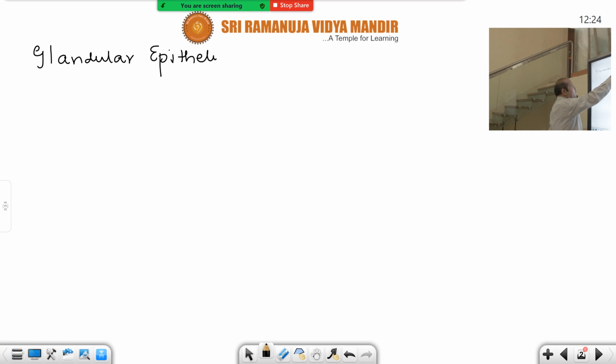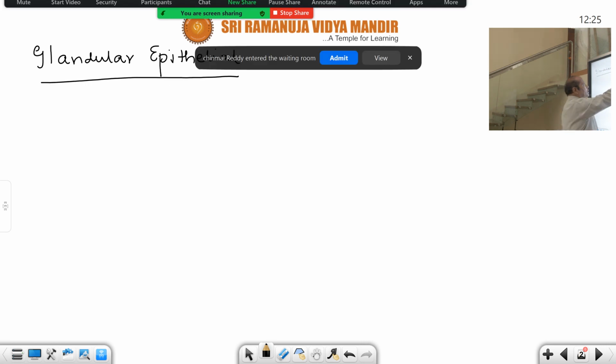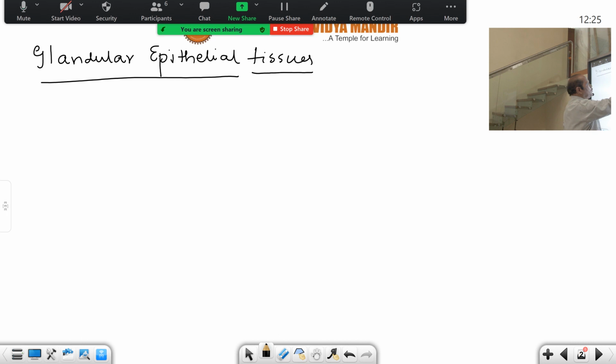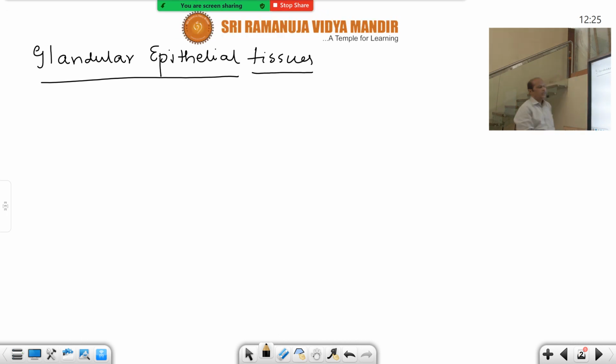Generally, glandular epithelial tissues are formed by two types of epithelial tissues, columnar and cuboidal. I think you remember that point. Both columnar and cuboidal epithelial tissues constitute the glandular epithelial tissues.